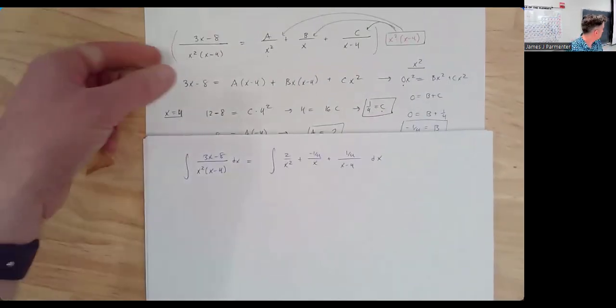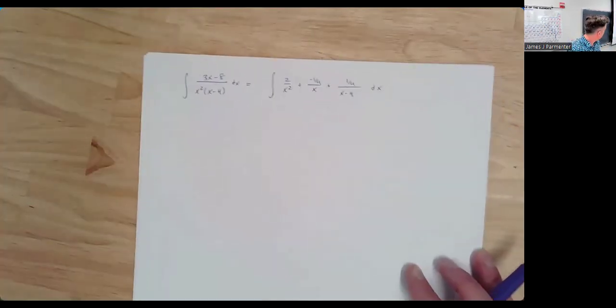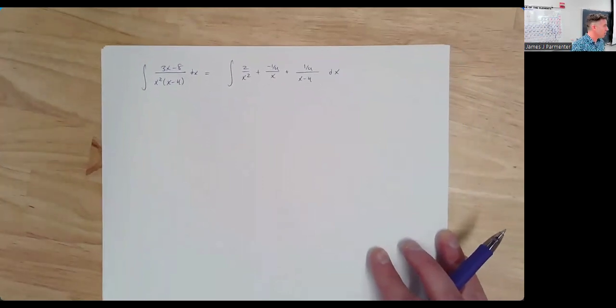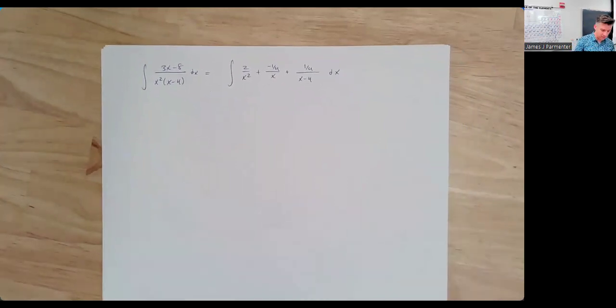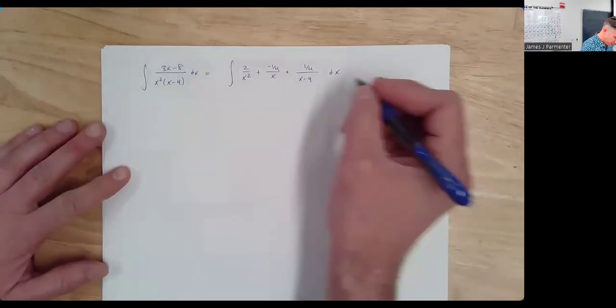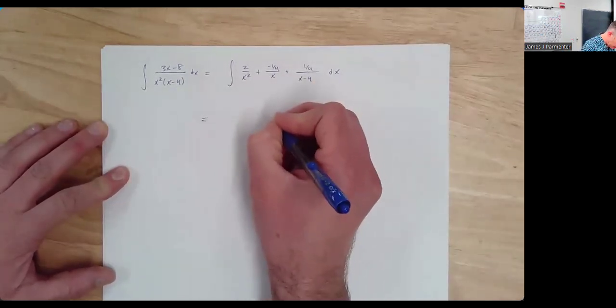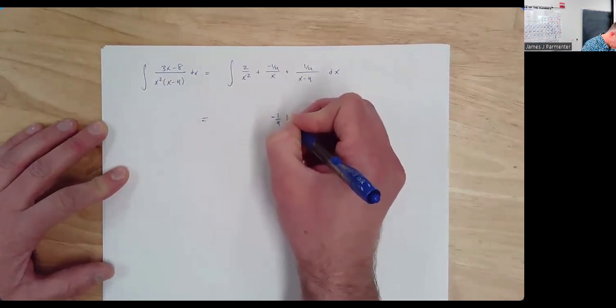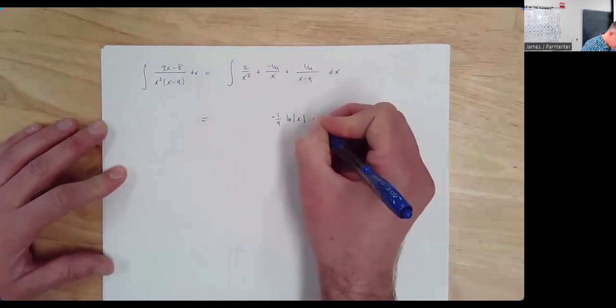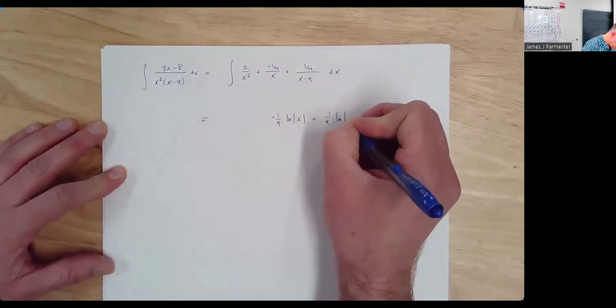So what I'll say about this integral, whoops, gosh, I keep bumping this thing. Sorry. What I'll say about this integral is if you have a constant over x or x minus 4 or x plus 3, you're going to get that constant times the natural log of the thing. So for these two pieces here, I'm going to leave this part blank. I'm going to get -1/4 times the natural log of the absolute value of x plus 1/4 times the natural log of the absolute value of x minus 4.